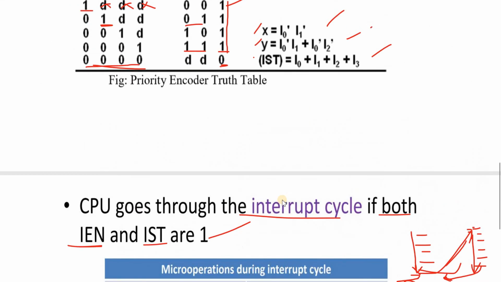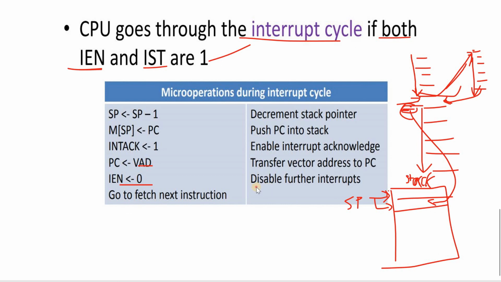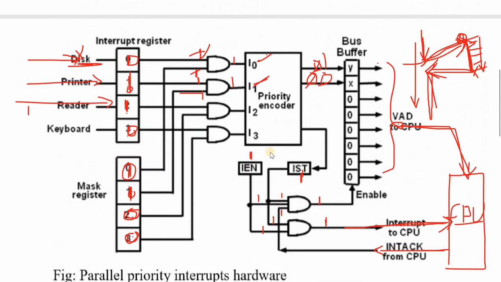So here we disable further interrupts and go to the fetch instruction, the next instruction fetching cycle. This is the way we perform parallel interrupt recognition in the form of priority. Thank you.